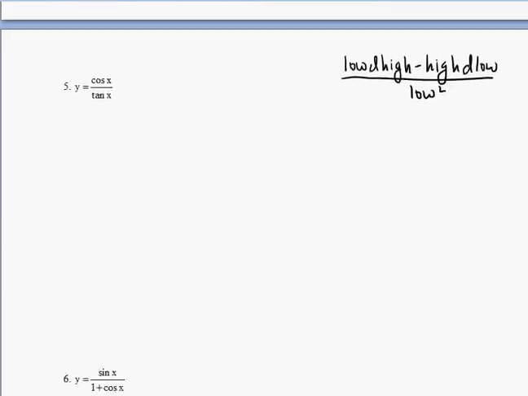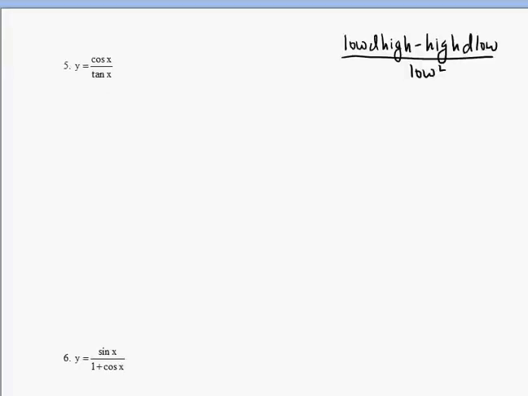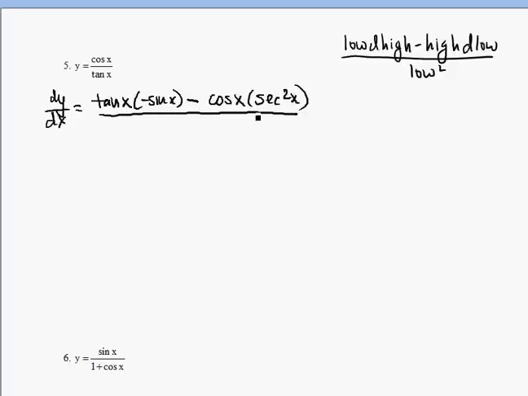Here we have a product, excuse me, a quotient. So I've written the quotient rule off to the side over here: low d high minus high d low, all over low squared. So our derivative is low times the derivative of high, which is negative sine x, minus high, which is cosine of x, times the derivative of low, which is secant squared x, all over the denominator squared.